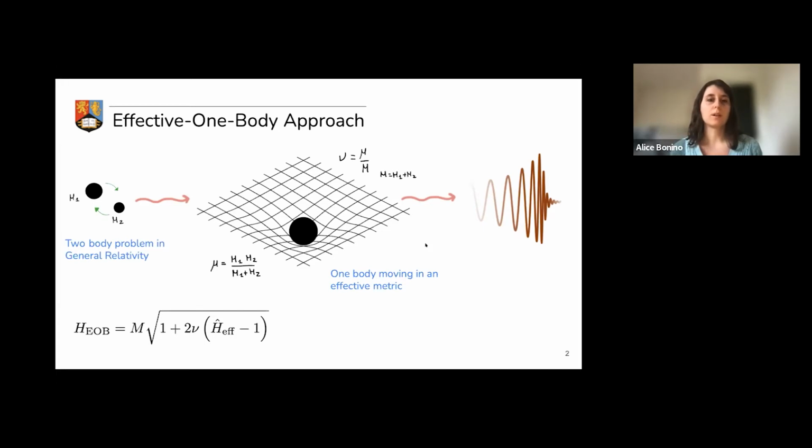With the Effective-One-Body approach, we have an analytical method based on post-Newtonian resummation results that can solve the equations in a faster way, so we can have a waveform that we can then use to compare with the signal that we see from the observations.